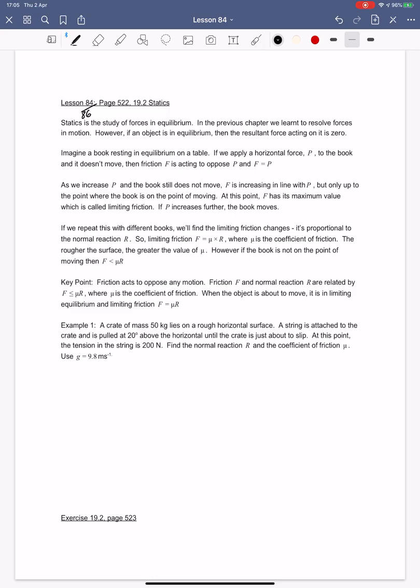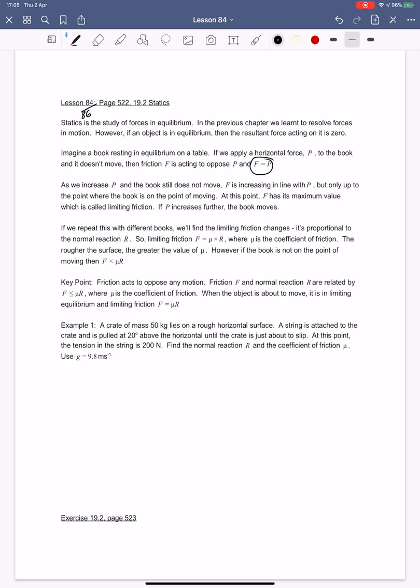Statics is the study of forces in equilibrium. In the previous chapter, we learned to resolve forces in motion. However, if an object is in equilibrium, then the resultant force acting on it is zero. Imagine a book resting in equilibrium on a table. If we apply a horizontal force P to the book and it doesn't move, then friction is acting to oppose P, and F equals P.